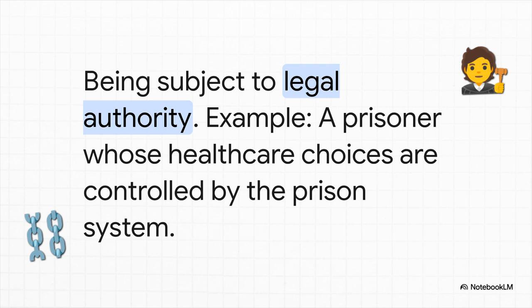Okay, next on the list is juridic vulnerability. This happens when someone is under the legal or official authority of another person or an institution. You know, the classic example is a prisoner. Their healthcare choices aren't entirely their own. They're constrained by the authority of the prison itself.